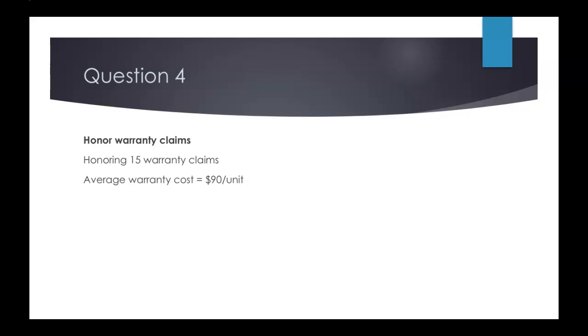Now we need to figure out the journal entry for when we honor warranty claims. So we're honoring 15 warranty claims, and we still think that the average warranty cost is $90, so we'll use that information. So the cost to honor these claims is going to be 15 warranty claims times $90 per claim, and we think that the cost to honor these claims will be $1,350.